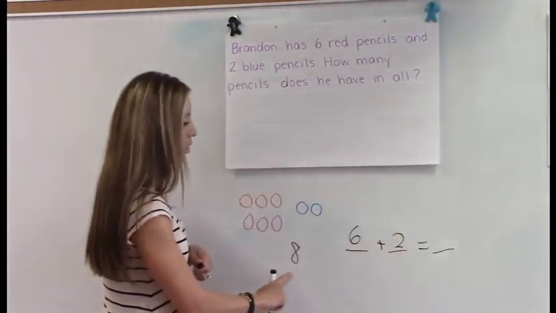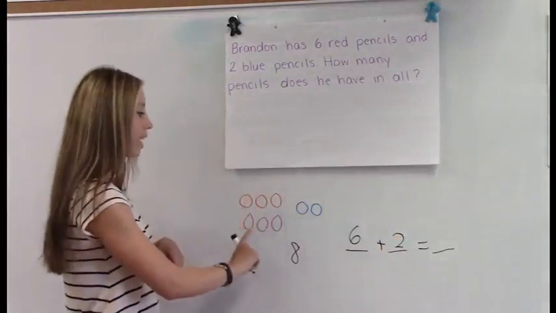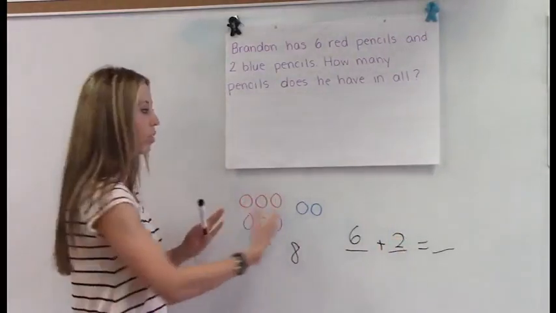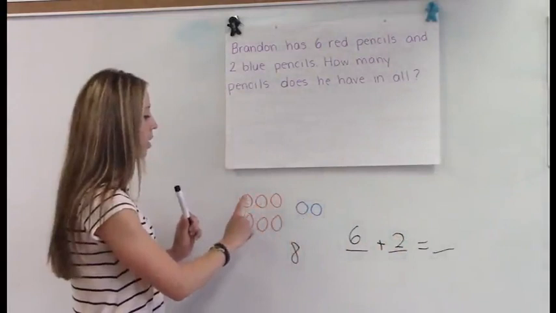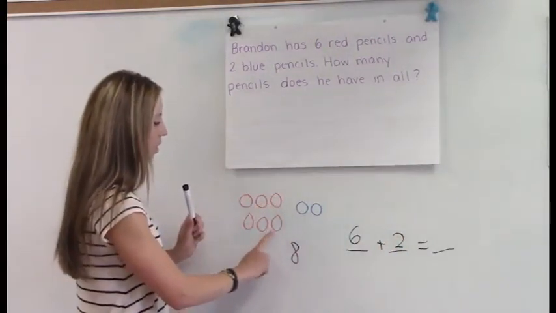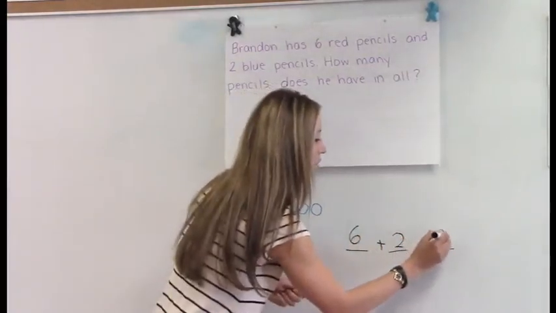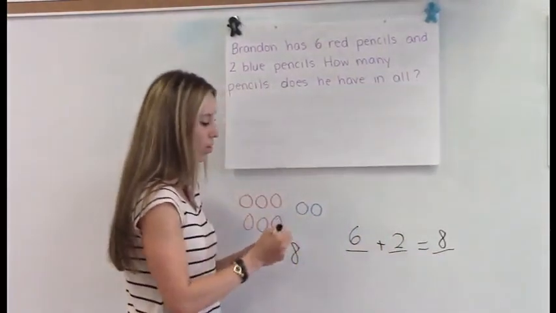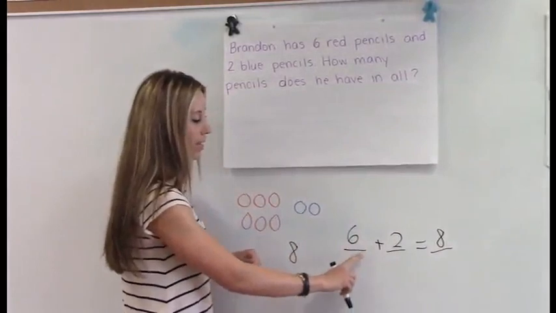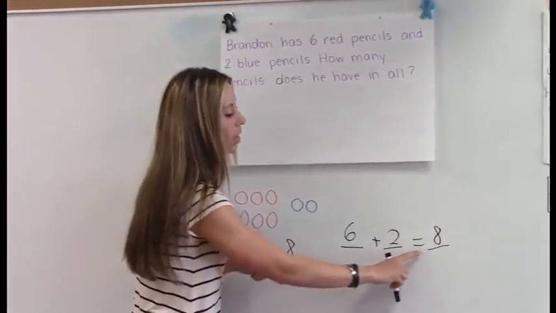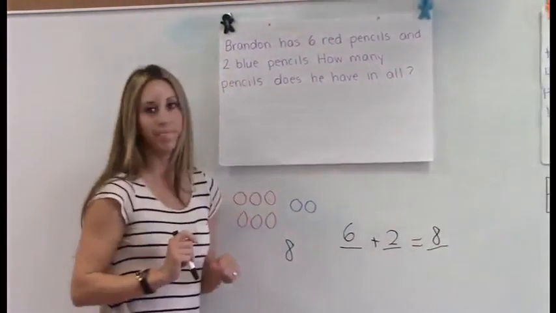equals, what was my answer? 8. I think I'm going to go back and count it again because it's important that kids make sure that they're recounting to check for accuracy. 1, 2, 3, 4, 5, 6, 7, 8. He has 8 pencils altogether. That's where our answer goes. And then we read it to make sure it makes sense. 6 plus 2 equals 8.